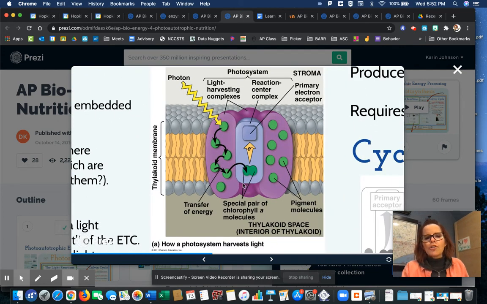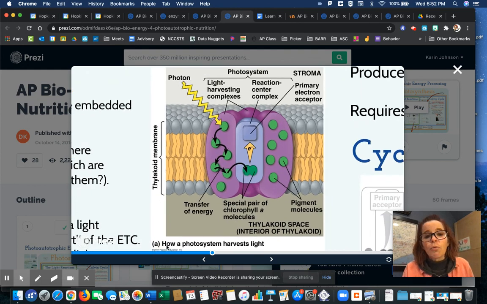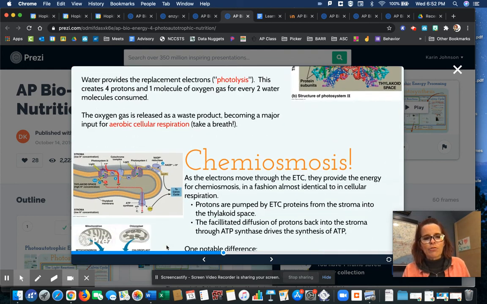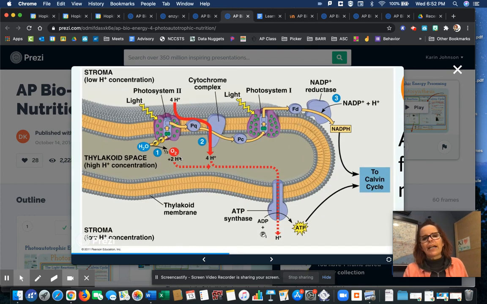Okay, so let's go to my favorite. Just reminding you really quickly, P680 is the one for photosystem 2. Remember, photosystem 2 comes first, and photosystem 1 comes second, and that one has P700, and that refers to the wavelength of light that they like to absorb the most. This is my next favorite diagram. I think it's just a really clear diagram.